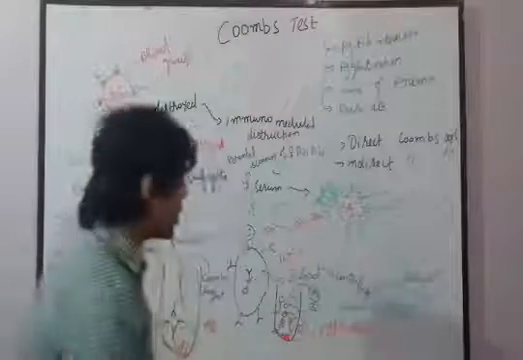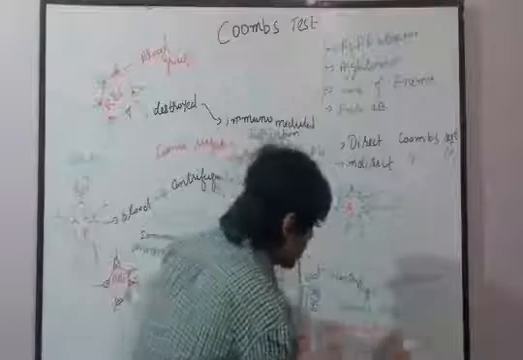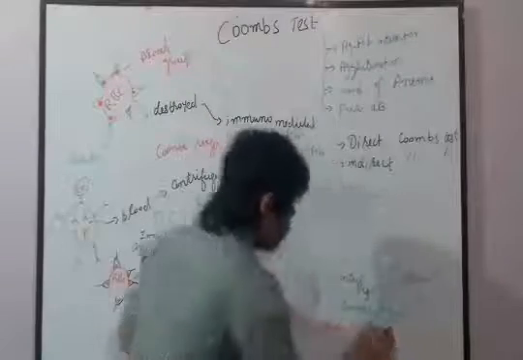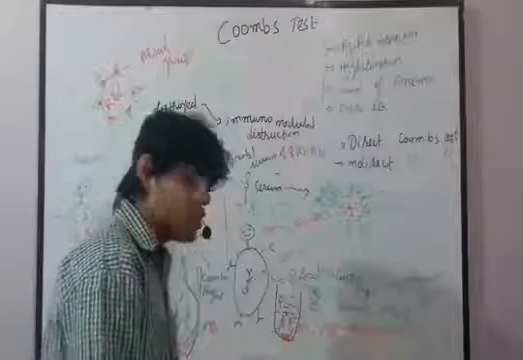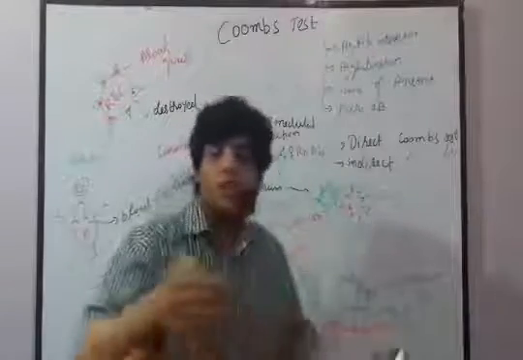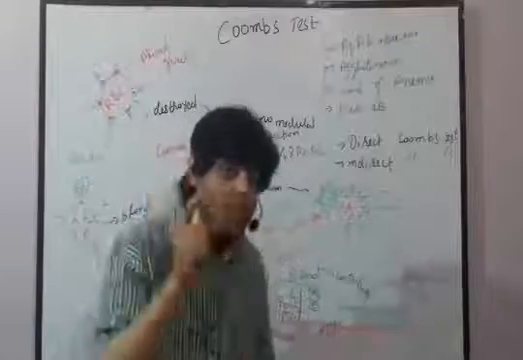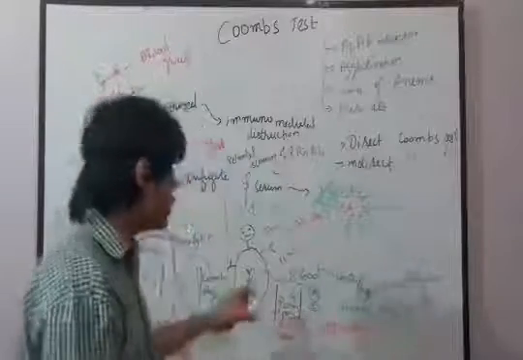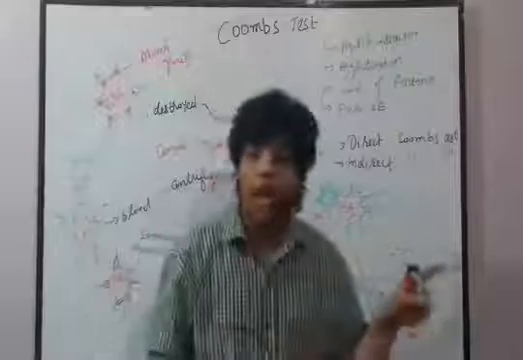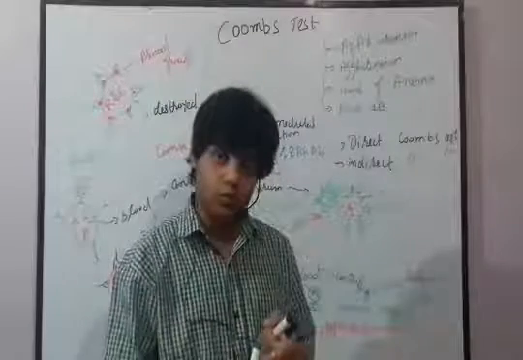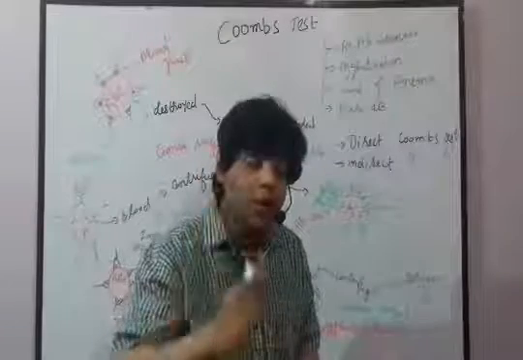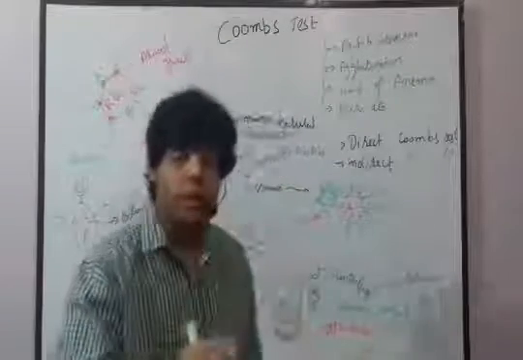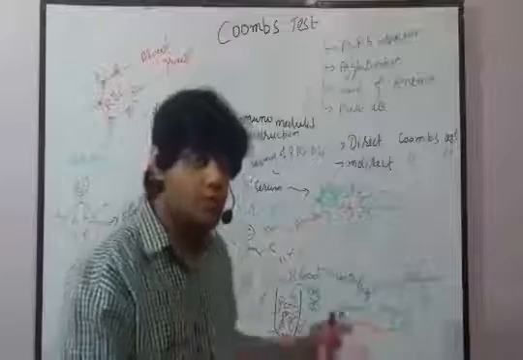For this detection, what do we do? The third thing we are going to do is add the Coombs reagent. Once we add the Coombs reagent, agglutination will occur. Once the agglutination occurs, it means that this patient is Rh positive, and during delivery, these fetuses will die.